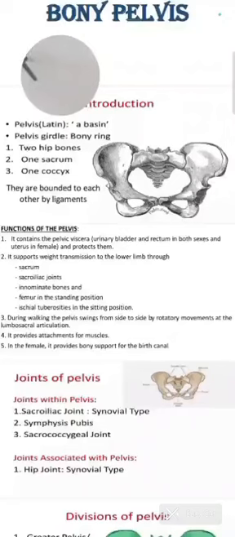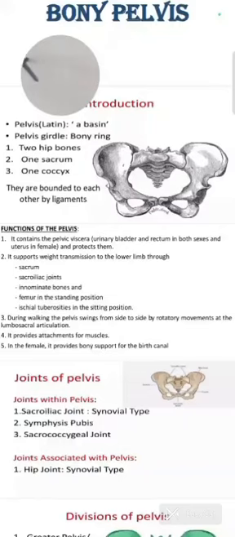So the functions of the pelvis. What are the main functions of this? This pelvis contains the pelvic organs including the urinary bladder and rectum in both males and females. But in females, the uterus is also present inside. So this bony pelvis protects the pelvic viscera. That is the main function. First, it protects the internal organs, especially the pelvic organs.